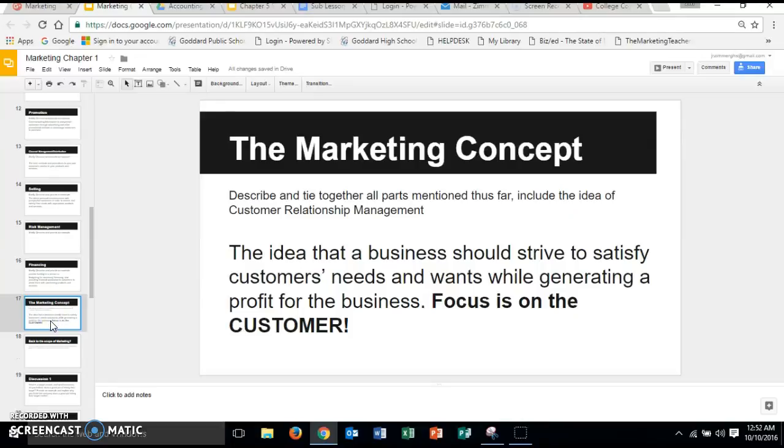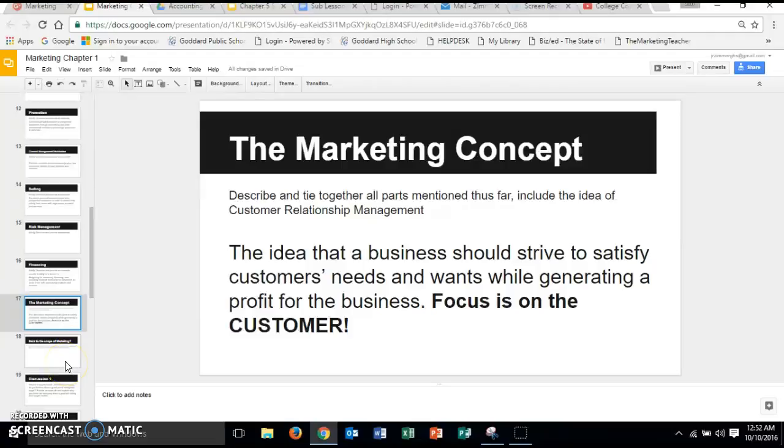The next one is called the marketing concept. So describe and tie together all the parts mentioned thus far. Include the idea of customer relationship management, the idea that a business should strive to satisfy customer needs and wants while generating a profit for the business. It focuses on the customer. So the marketing concept: what is the purpose of marketing? When you think about all those things we just talked about, now put it all into one big bubble and give me your idea, based on what you've done so far, of what the marketing concept is. Don't just be satisfied with this terminology. Tie it to your own experience. That'll make it more meaningful for you.